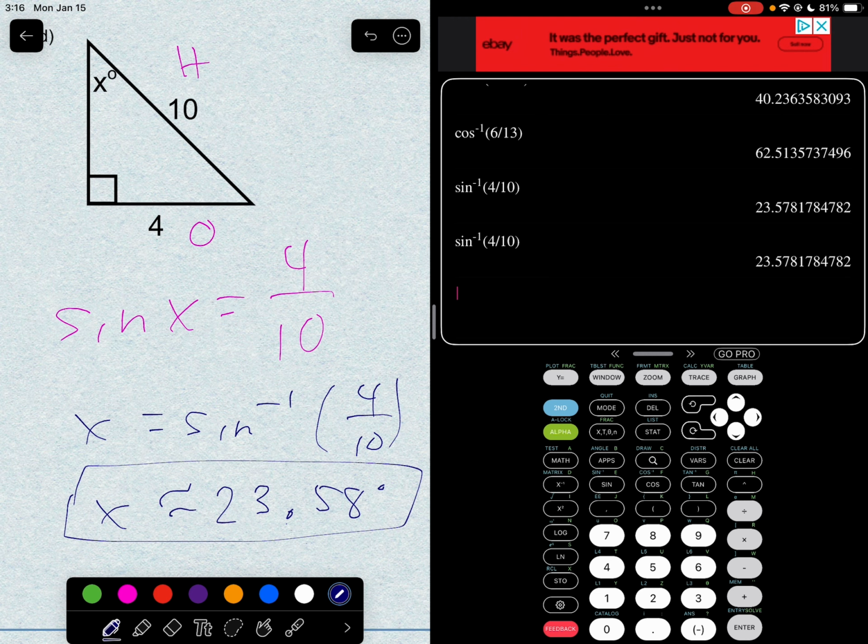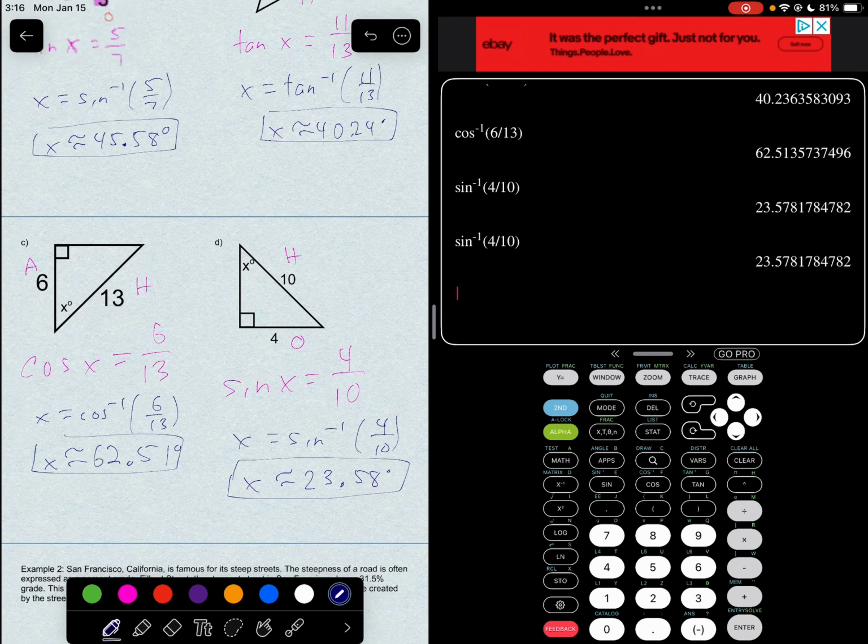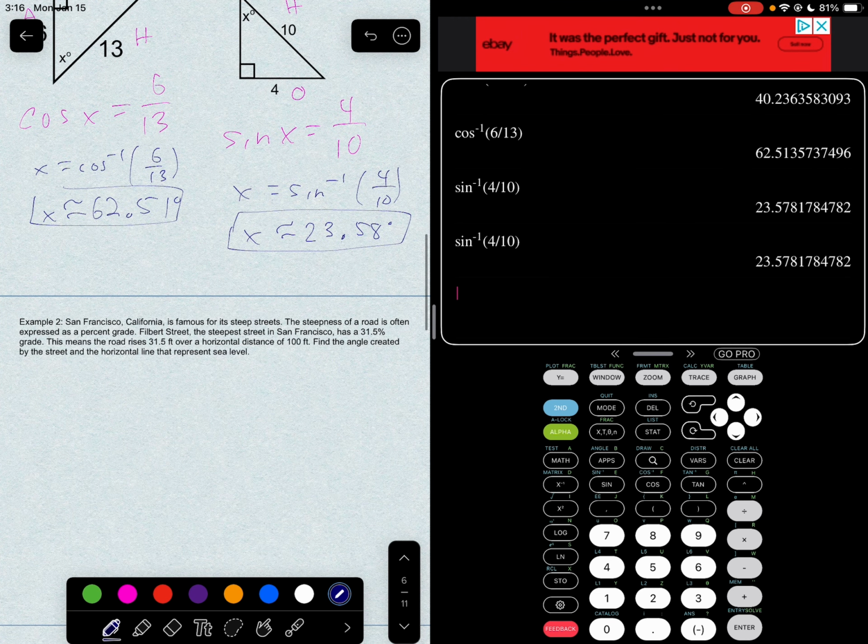All right, so let's take a look at a couple word problems here. Word problems the same as before. Basically, just on your own, draw your own triangle. And once you do that, it's the same as what we've been doing all day today.